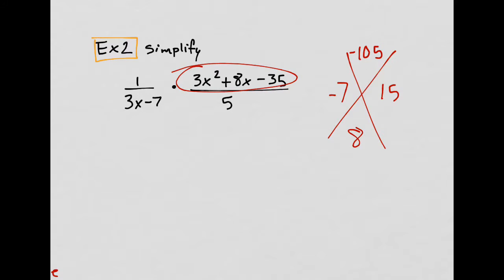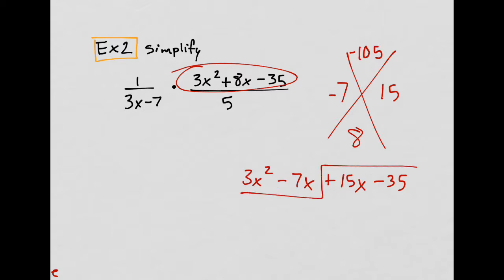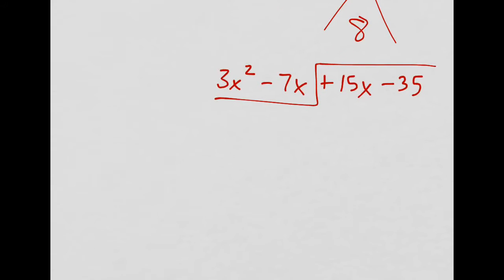So the next step, remember, is to copy down the 3x squared, and then minus 7x plus 15x minus 35. I'll split these up and continue on. I'm just factoring. Here, the greatest common factor is just an x. I can divide out an x. Whatever I divide by goes on the outside. I get 3x, because x squared divided by x is x. Minus, those x's canceled, so it's just minus 7.